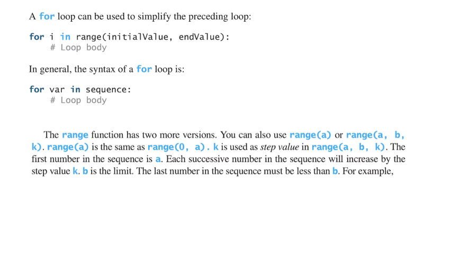The range function has two more versions. You can also use range of A or range of A comma B comma C. Range of A is the same as range of 0 comma A. K is used as the step value in range A comma B comma K. The first number in the sequence is A. Each successive number in the sequence will increase by the step value K. B is the limit. The last number in the sequence must be less than B.